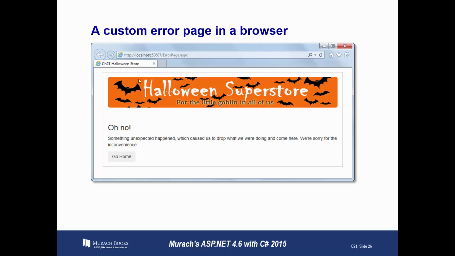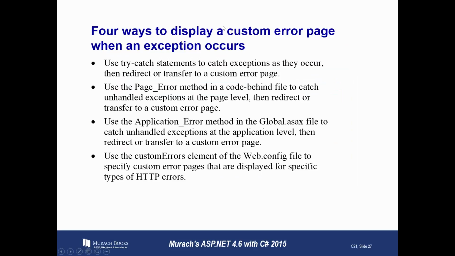So typically what you're going to do is go in and replace the generic error pages with your own custom error pages after you test the entire website, but before you go live with it. Now, there are 4 ways to display a custom error page when an exception occurs, and they're shown right here on the slide. So as mentioned, you can enclose the code that might generate an exception in a try block of a try-catch statement. Then you can redirect to your own custom error page if an exception does occur.